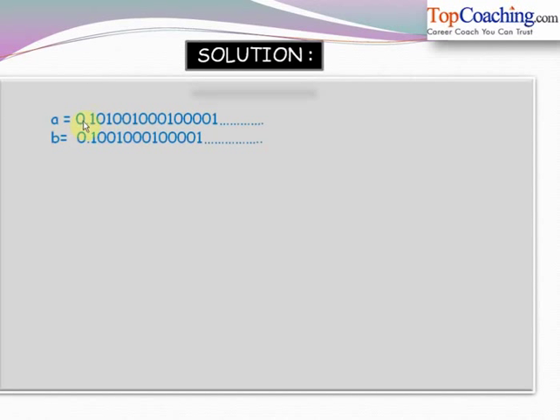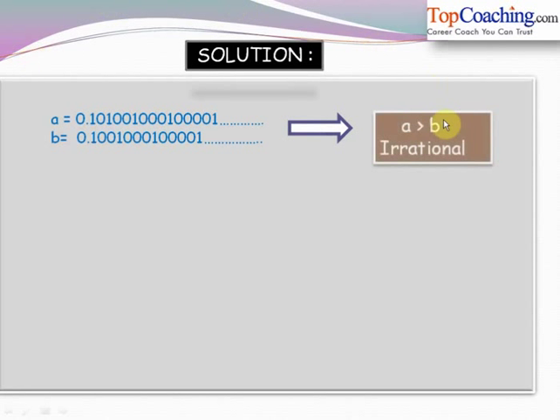A is given to be 0.10100100001 and so on, and similarly b is equal to 0.1001 0001 and so on. These are the two numbers that have been given to us in the problem. We have to find a rational number and an irrational number between these two numbers a and b. Now, clearly we see that A is greater than B. Why? Because the third place of A is equal to 1 and the third place of B is equal to 0. Therefore, A is of course greater than B.